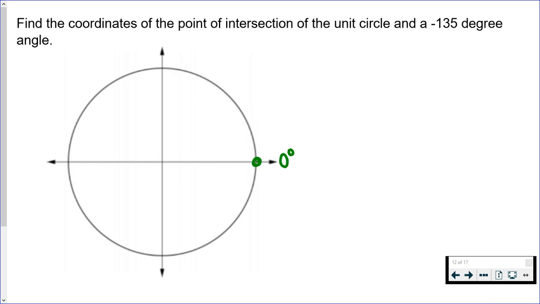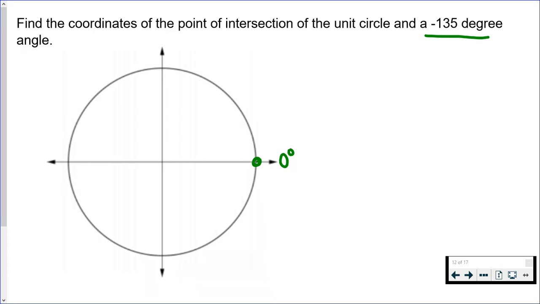If you have a positive angle, it's because we rotated counterclockwise. If we have a negative angle, it's because we rotated clockwise. So in this case, we're going to rotate clockwise, or we're going to start rotating down away from 0 degrees until we get to negative 135.